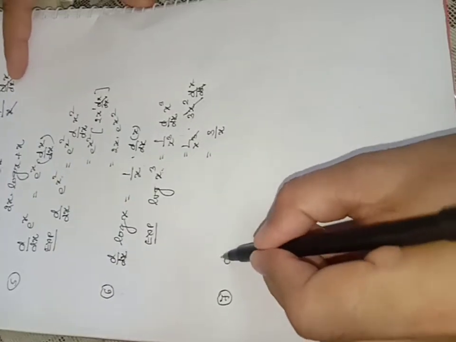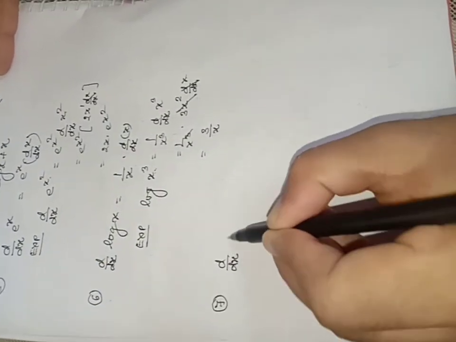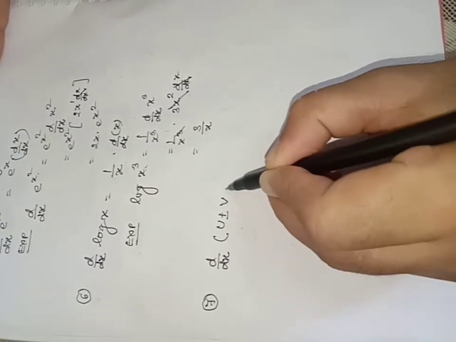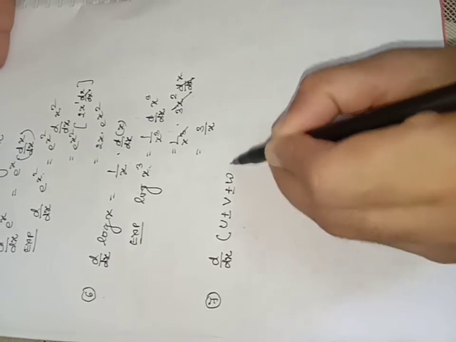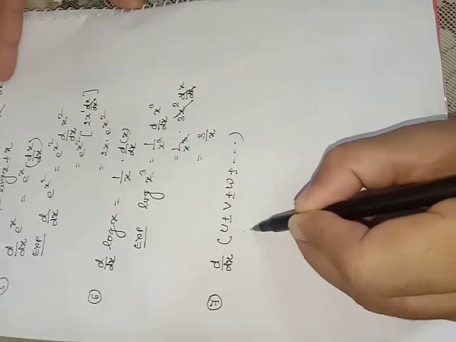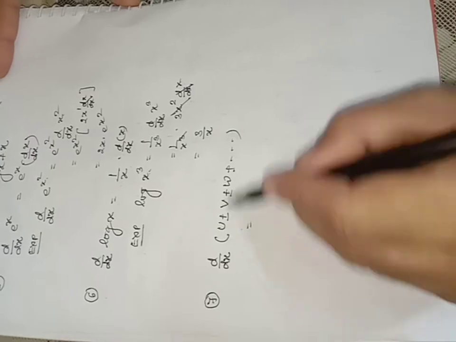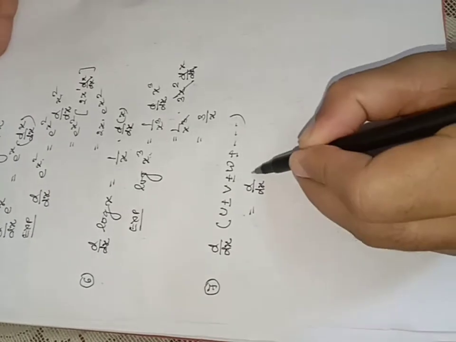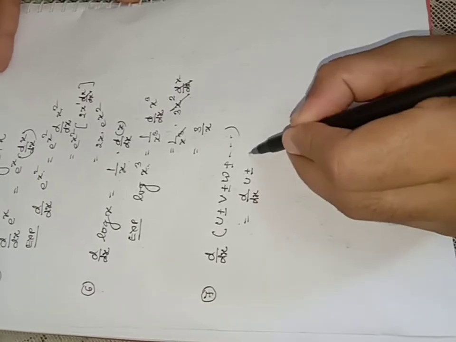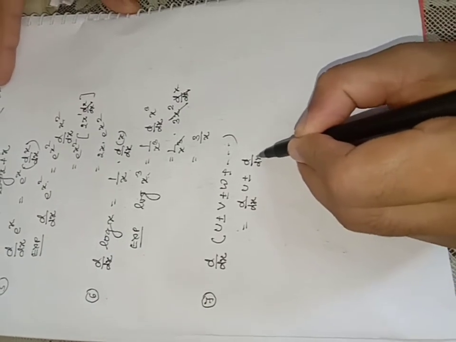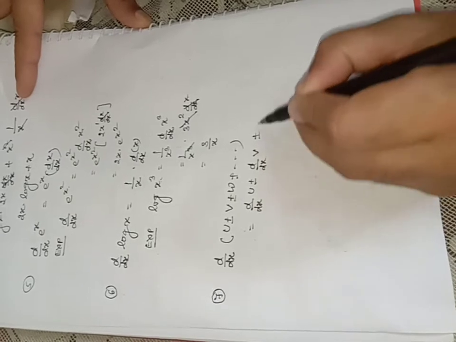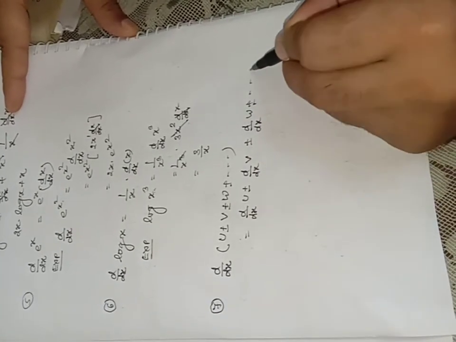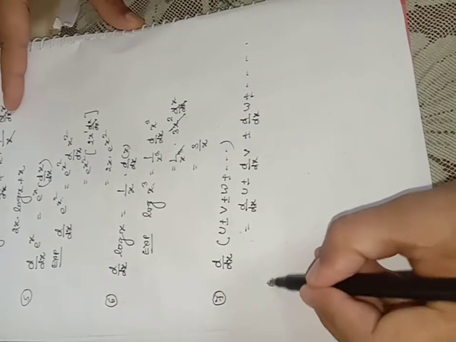Seventh, suppose the function is given in the form of sum or difference of various variables. In this case, what happens? The differentiation sign gets distributed over each variable or constant, whatever it is: d by dx of u plus minus d by dx of v plus minus d by dx of w plus minus, and so on. Let us take an example.